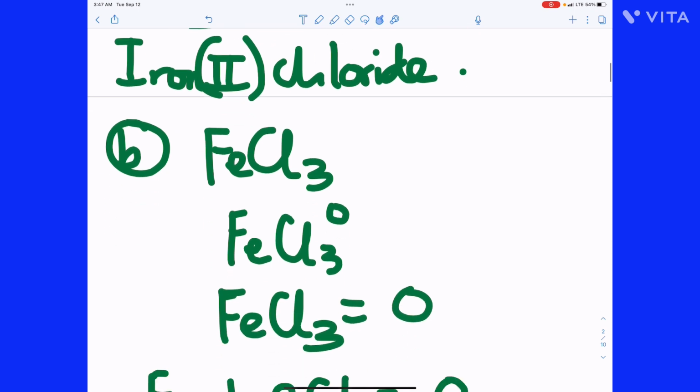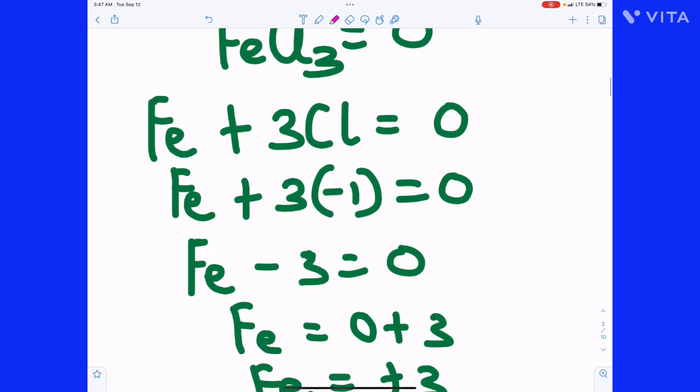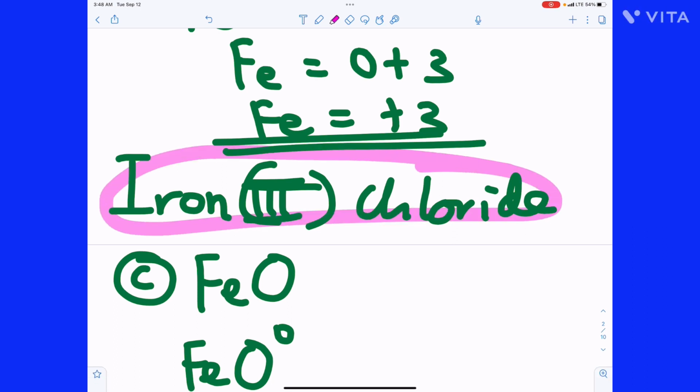Same thing for number 3. FeCl3 is equal to 0. What does that give you? Fe plus 3Cl is equal to 0. That means Fe plus 3 times minus 1 is equal to 0. That gives you Fe minus 3 is equal to 0. So the charge of iron in this compound is plus 3. We call the compound iron 3 chloride.